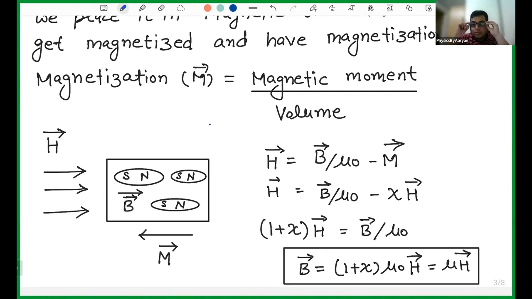What you have generated is magnetization. You have magnetized your material. Your material has now become a magnet. For example, if you take an iron block and place it in a magnetic field intensity, that iron will also become a magnet.